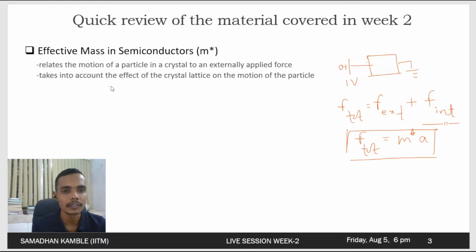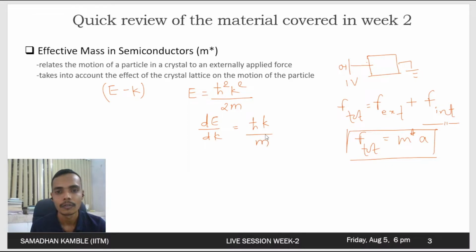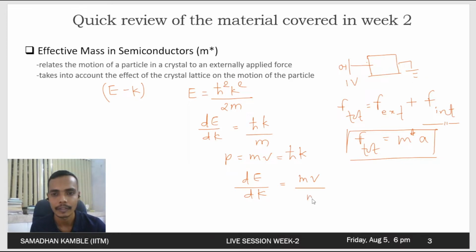For this we use the so-called E-k relationship. Taking a simple example in which the energy is a parabolic function of the wave vector k, h cross k square by twice m. If you differentiate it with respect to k, we have dE by dk equal to h cross k by m. By analogy with P, which is equal to mass times velocity, equal to h cross k, we can say that dE by dk is nothing but h cross k, which is momentum, that is mass times velocity, divided by m.